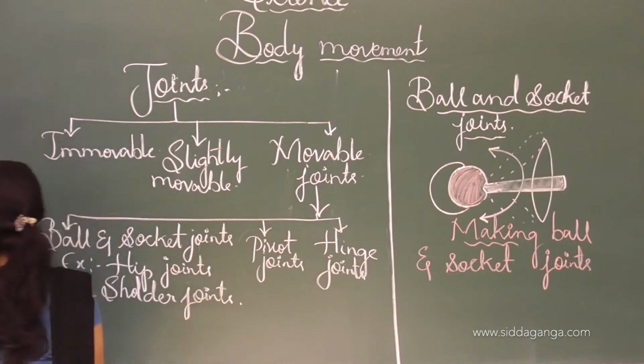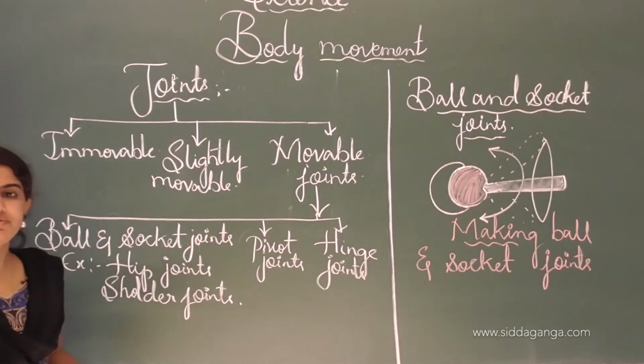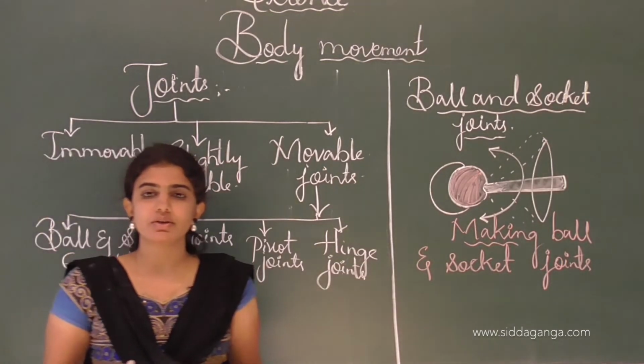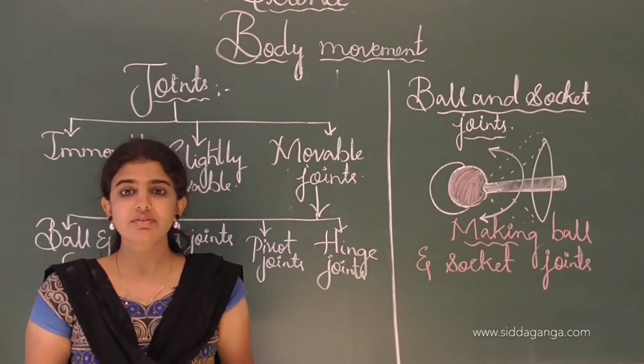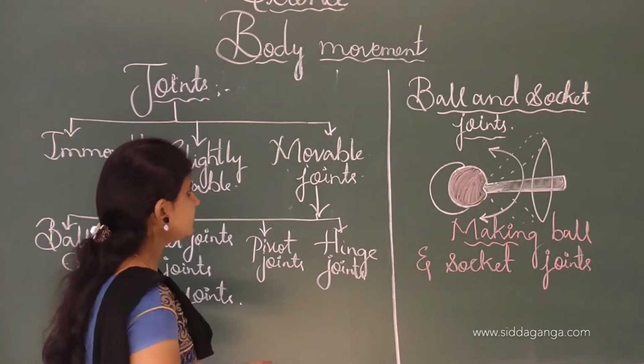See, these are the examples for the ball and socket joints. For example, if we stand up and move our leg to make a big circle, we can feel that by rotating our leg in a big circle.